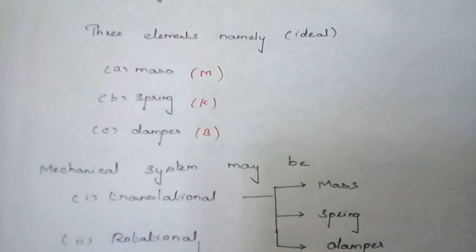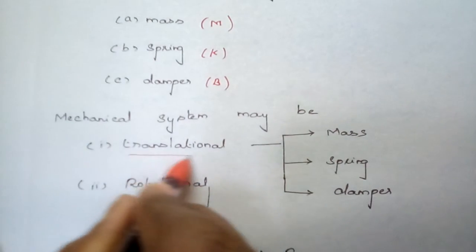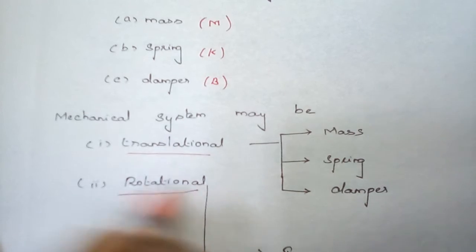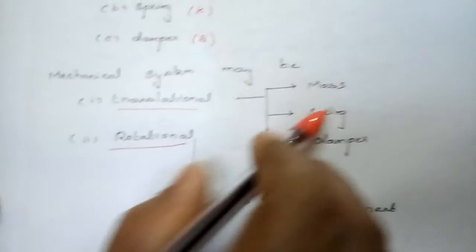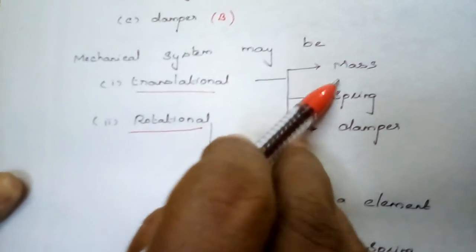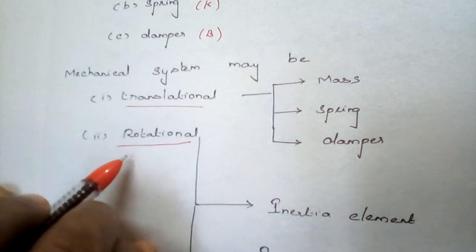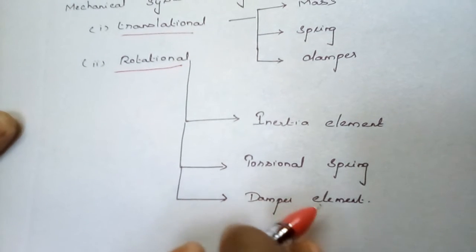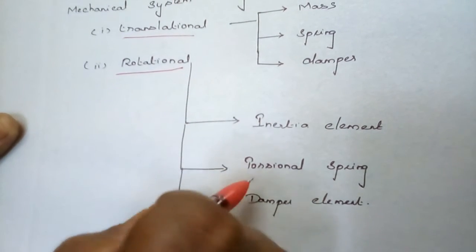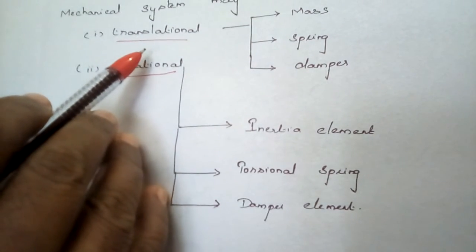The mechanical system is usually classified into the translation system and the rotational system. The translation system consists of three elements, namely the mass, spring, and the damper. The rotational system consists of three elements: the inertia element, the torsional spring, and the damper element. The torsional spring and the damper element are one and the same, similar to those of the translation system.